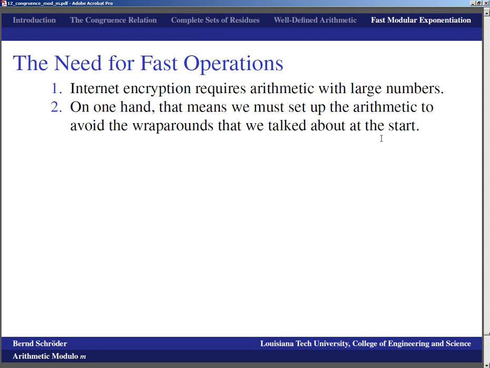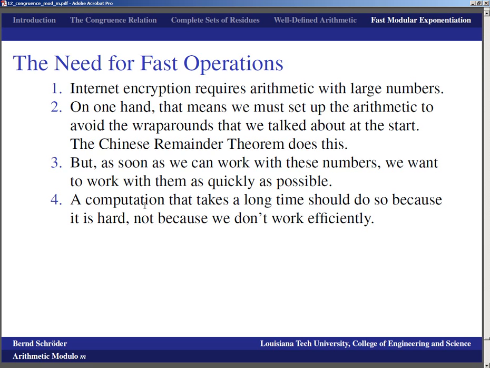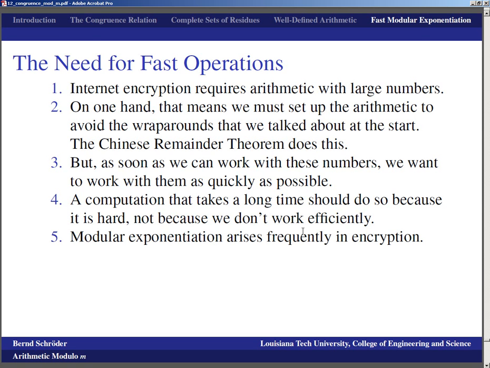I mean, right now, as it stands, never mind fast, we'd like to just have some arithmetic that's accurate. But the Chinese remainder theorem will do that. And so as soon as we can work with these numbers, we also want to work with these numbers as quickly as possible. A computation that takes a long time should do so because it's hard, not because we don't want to work efficiently. And modular exponentiation arises very frequently in encryption, and so we naturally want to do that as fast as is possible.